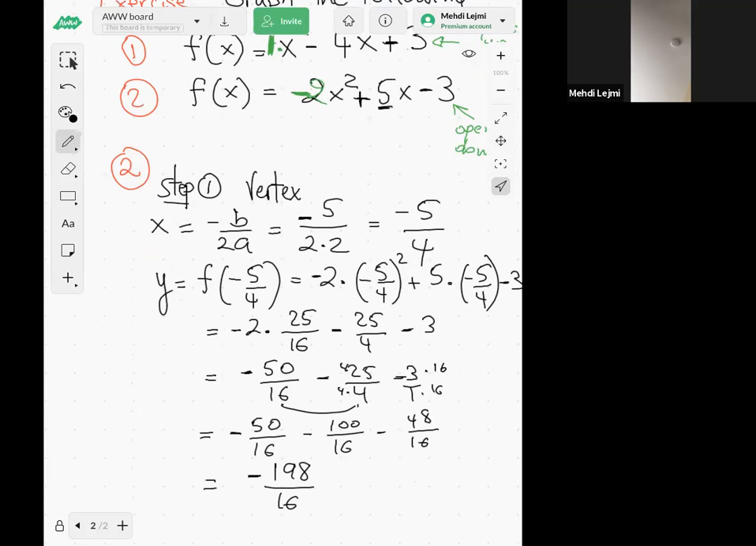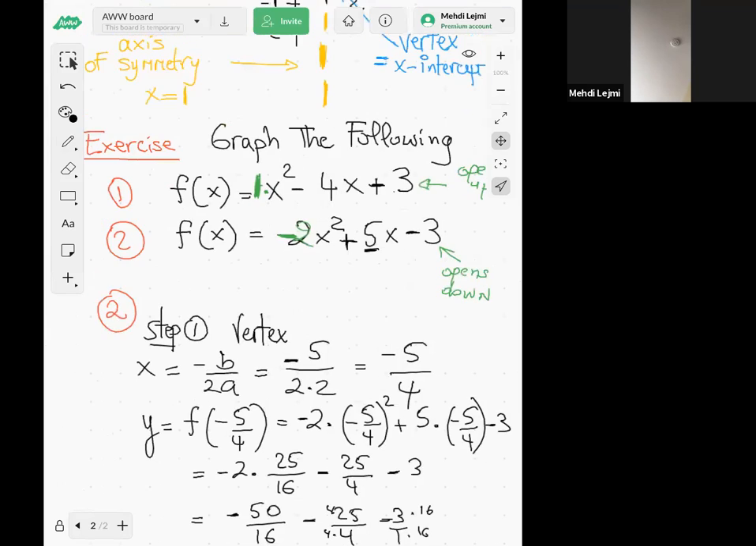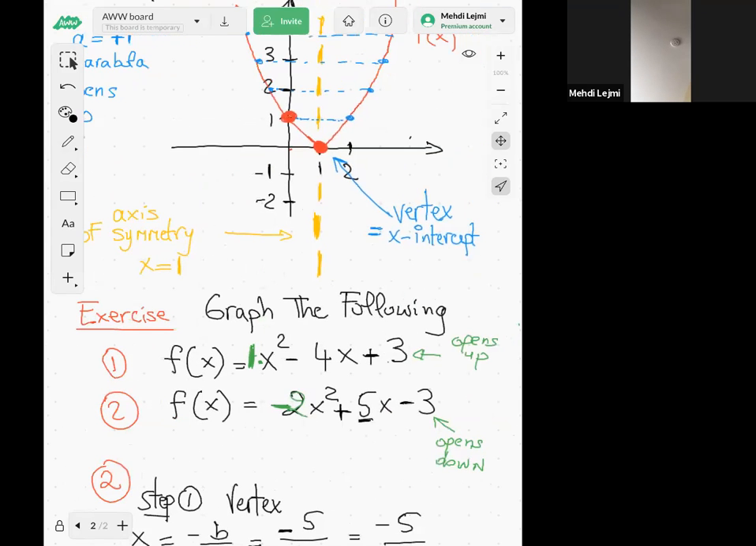So that's the y coordinate of the vertex. The vertex has x coordinate negative 5 over 4 and y coordinate negative 198 over 16. I'm sorry, I went over time, but first you plot this vertex, then you find the x-intercept and y-intercept, and then you can graph your function f.